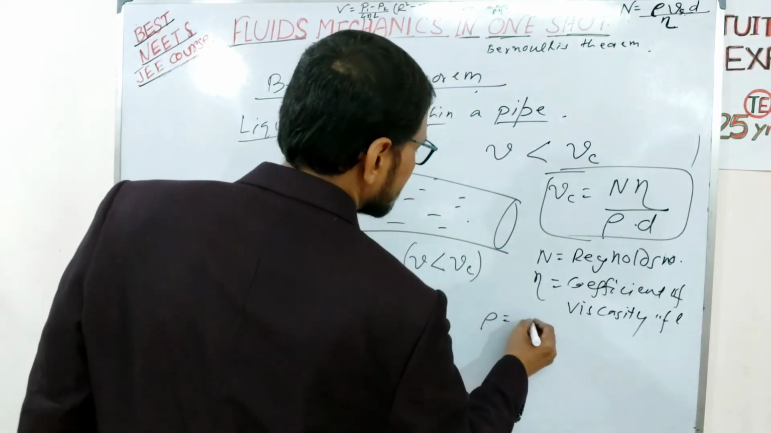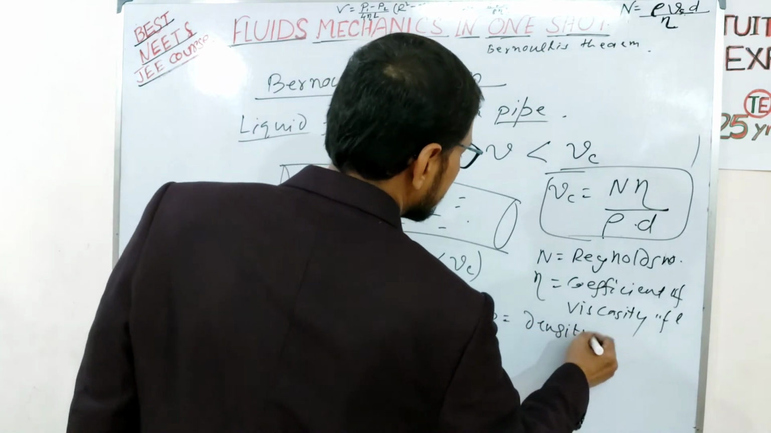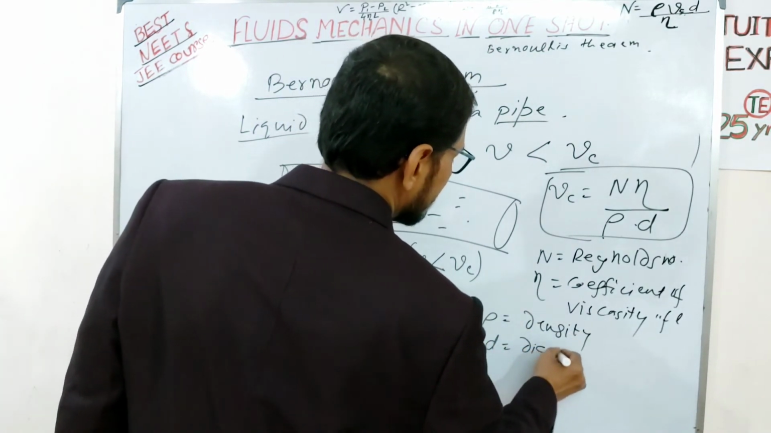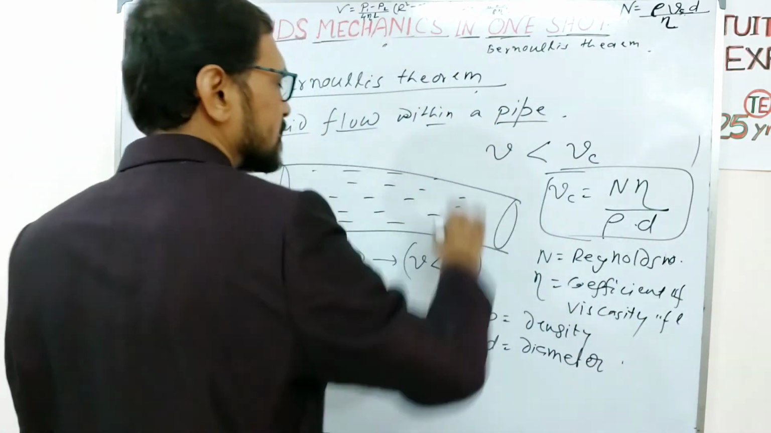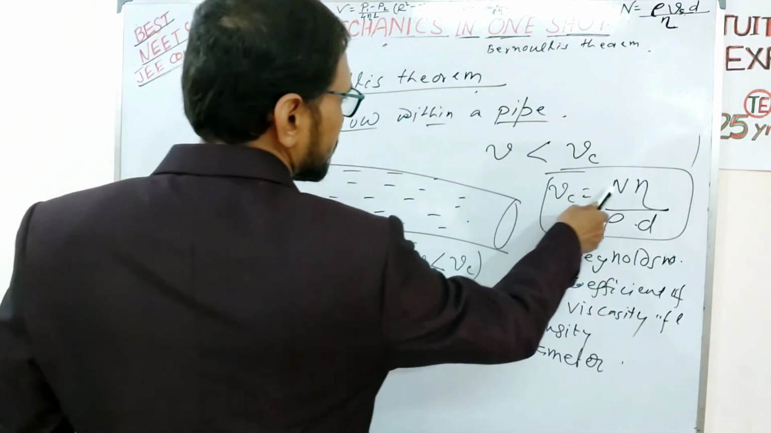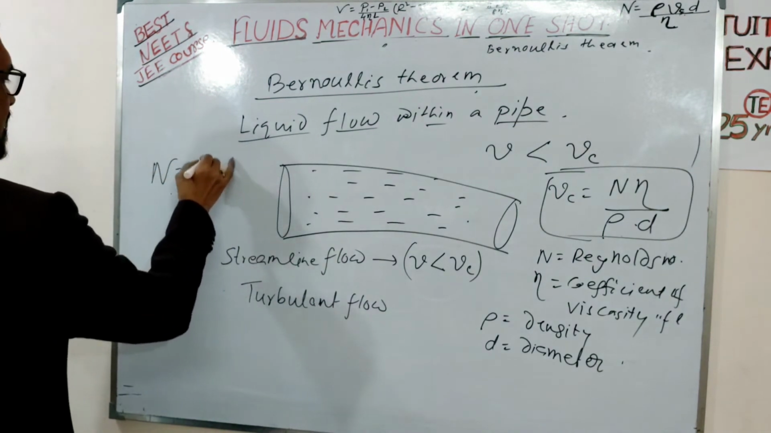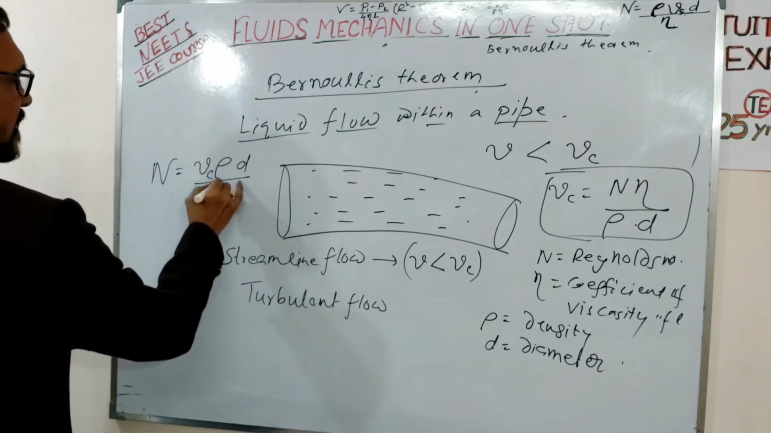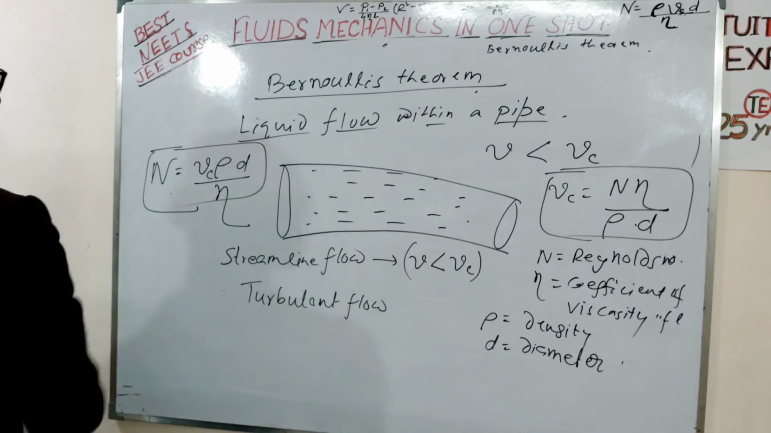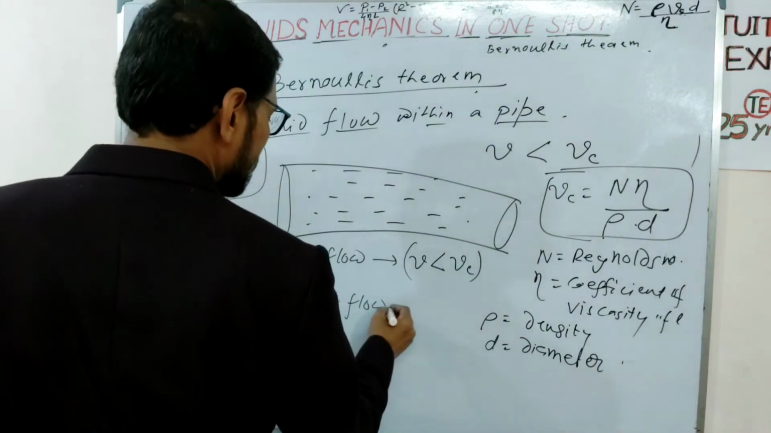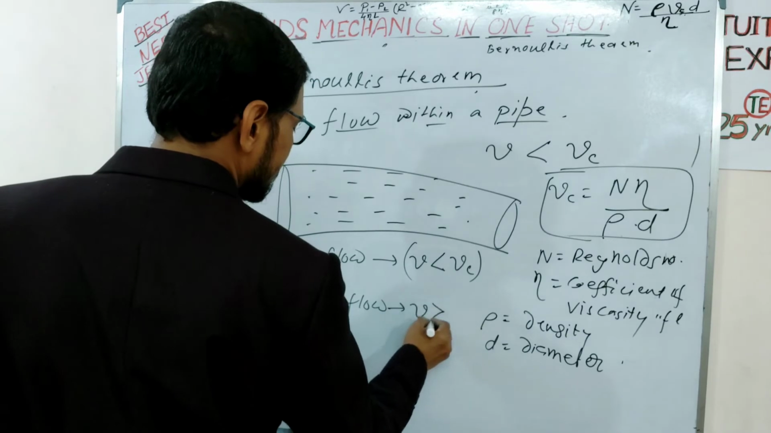Rho is the density of the liquid, and D is the diameter of the pipe. So the critical velocity is defined by this, and the Reynolds number N is defined by vc into rho D by eta. So this is the Reynolds number. Turbulent flow occurs when the velocity is greater than vc.